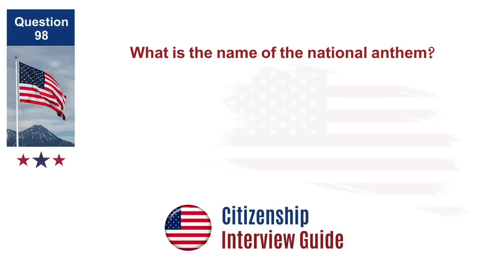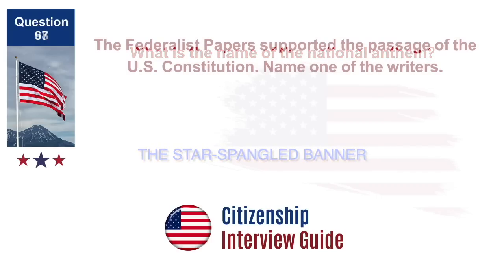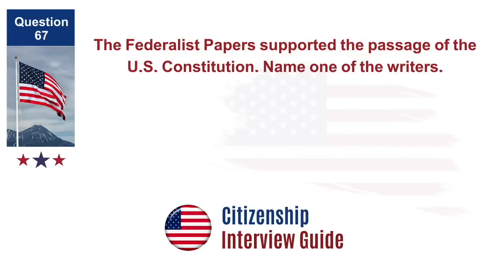What is the name of the national anthem? The Star-Spangled Banner. The Federalist Papers supported the passage of the U.S. Constitution. Name one of the writers. James Madison.